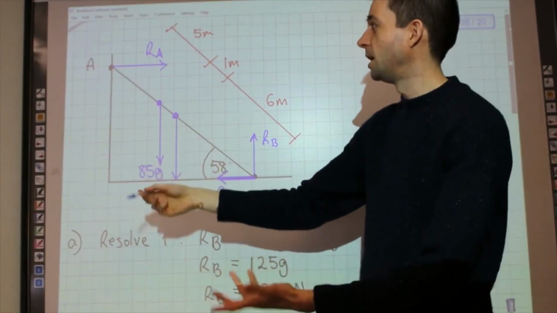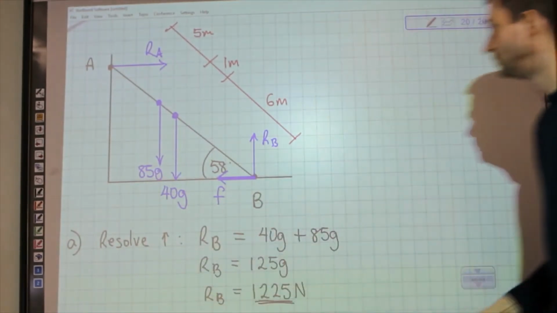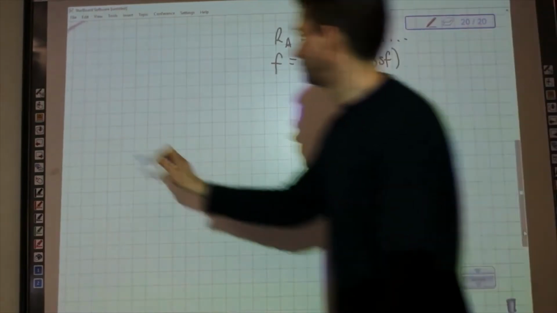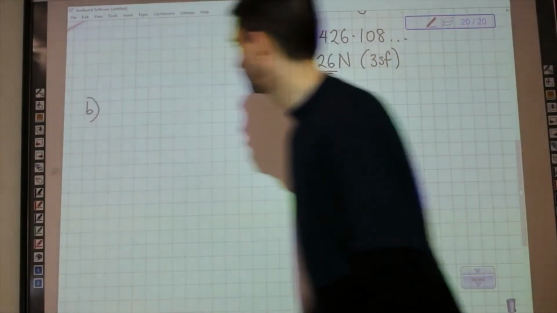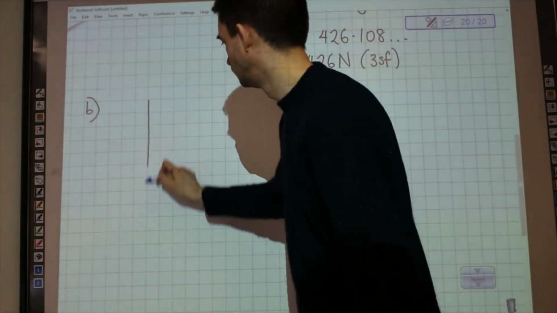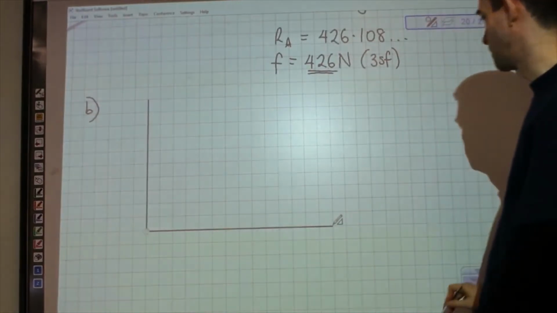So we need to think, okay, we're going to have to redraw this diagram. So, new diagram for part B. Smooth wall, rough ground.